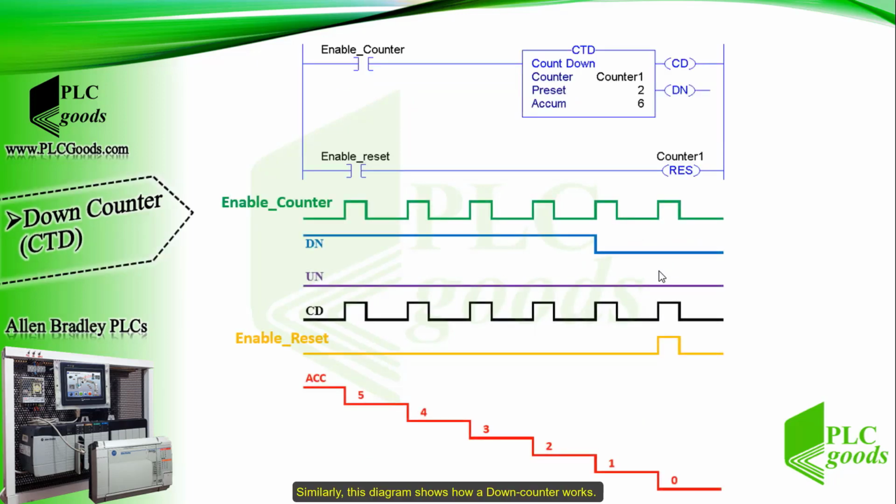Similarly, this diagram shows how a down counter works. Like the up counter diagram, when the accumulated value is equal to or greater than the preset value, the down bit will be 1. Pay attention, this counter works inversely. By each counter activation, the accumulated value will be decreased. When its value is reduced to less than the preset value, the down bit changes to 0.